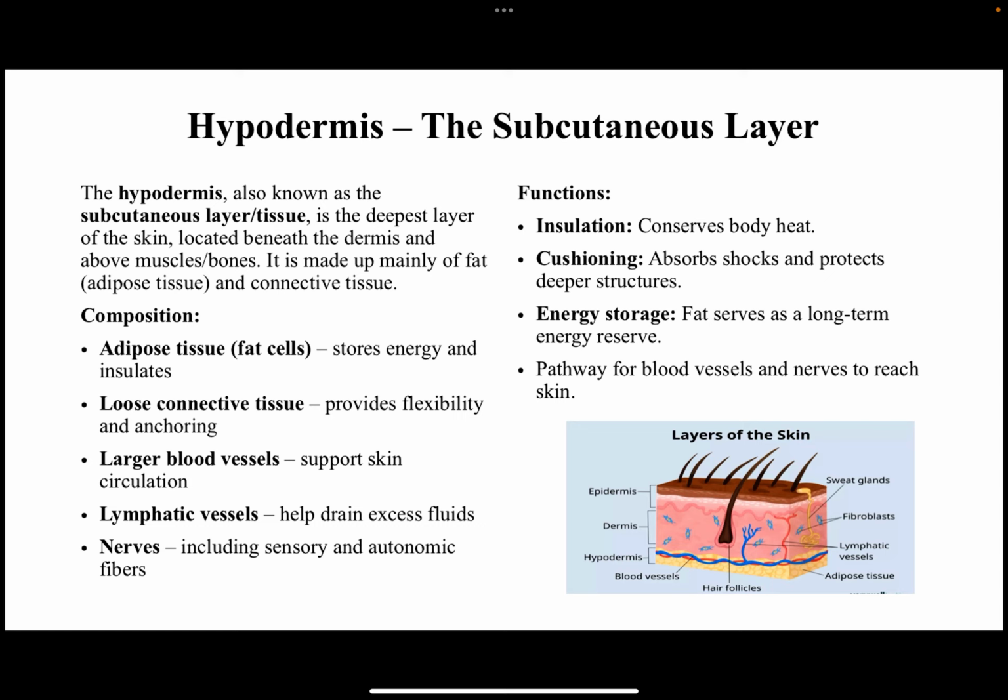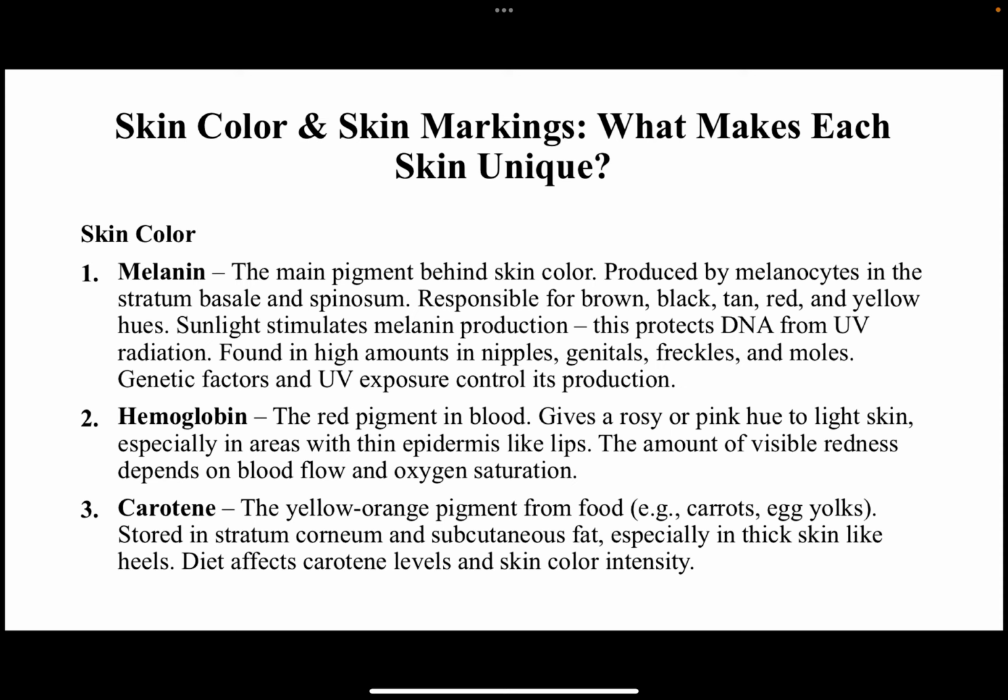That is very clear from the diagram. Adipose tissues store energy and also provide insulation. The loose connective tissues provide flexibility and anchoring. We have large blood vessels also within the hypodermis. Another name for hypodermis is the subcutaneous layer or subcutaneous tissue.